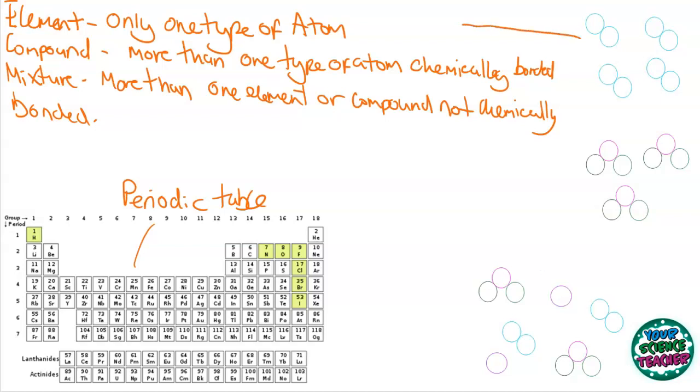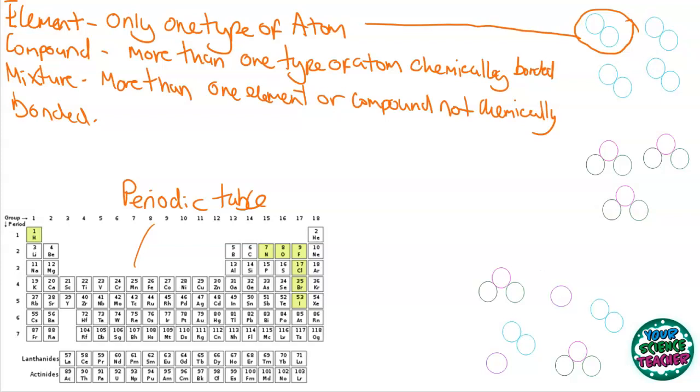So here's an element. I can tell it's an element because there's only one type of atom involved. Okay, they're blue. It's a diatomic atom, meaning that there's two of them. It's a molecule as well because it's bonded as well. You can see there's a bond going on between the two atoms. So it's a molecule of an element. It could be something like hydrogen, chlorine, fluorine, for example.